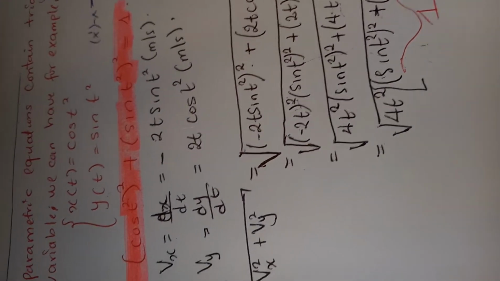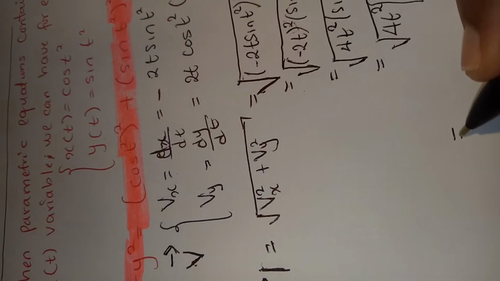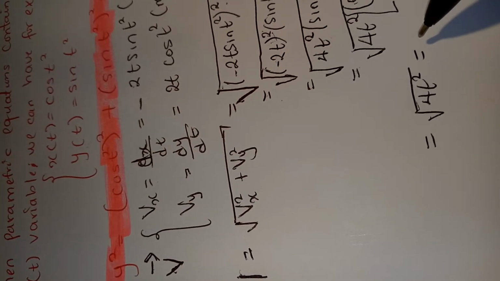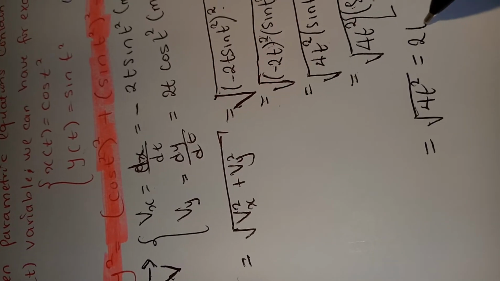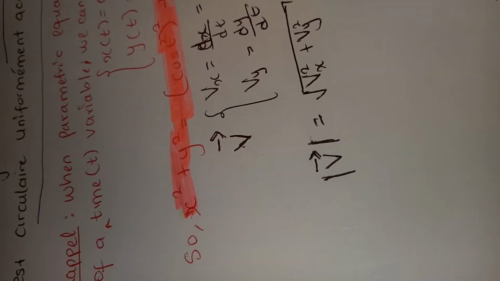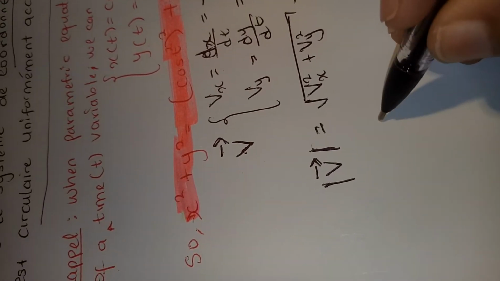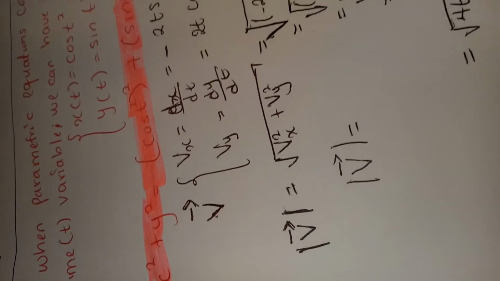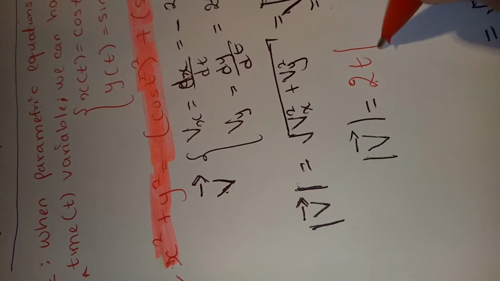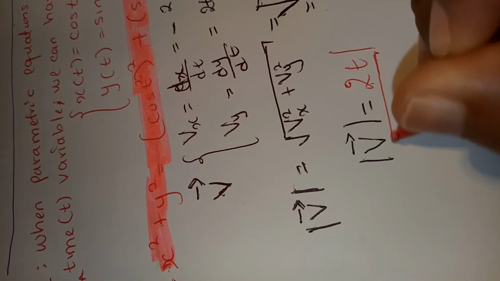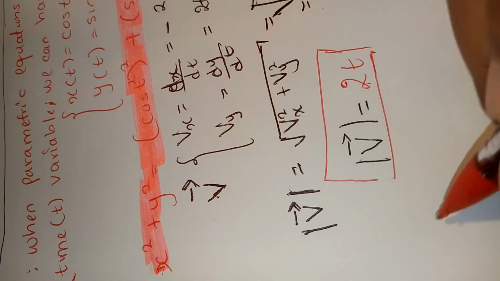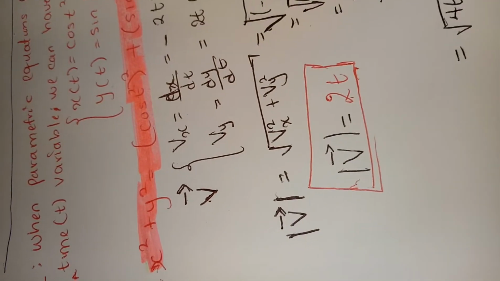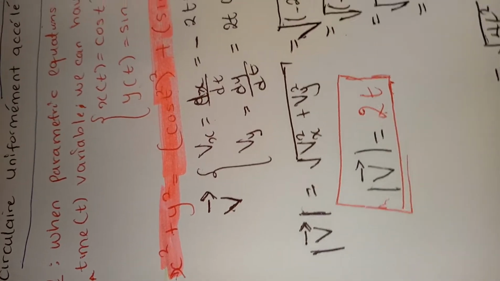Okay, so what are we left with? I just do it right here. So we are left with 4t square, and the square root of 4t square is 2t. So finally, the module of our vector v is equal to 2t. I think I'm having a problem with my pen. Okay. All right. Well, that's okay. Then that's for the first part.